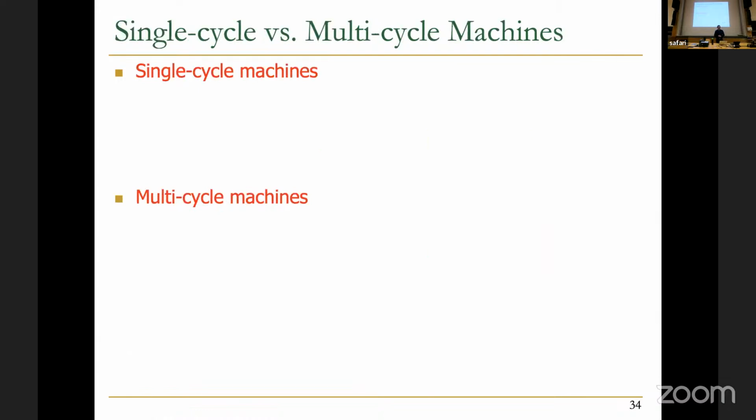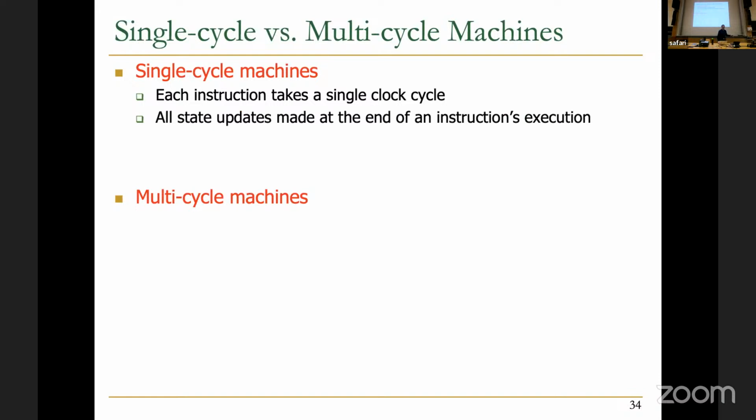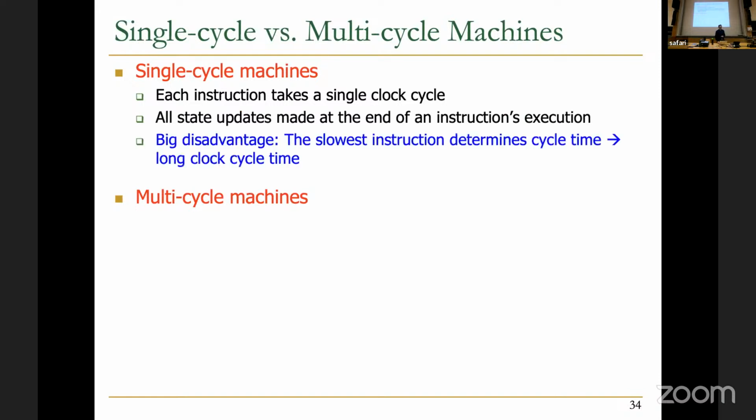But before we start to build that machine, let's talk about the trade-offs a little bit. So in single cycle machines that we're going to build first, each instruction takes a single clock cycle. All state updates are made at the end of an instruction's execution. The big disadvantage is what I just said. The slowest instruction determines the cycle time, so you have a long clock cycle time. That's why people have designed multi-cycle machines. That's why the machine that we looked at last week or yesterday was a multi-cycle.